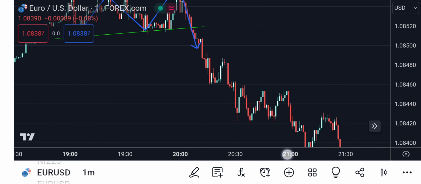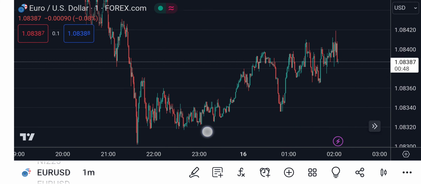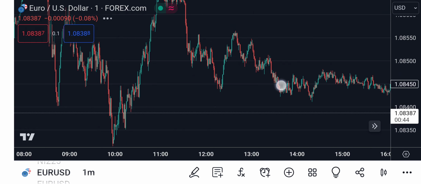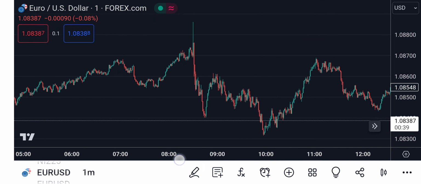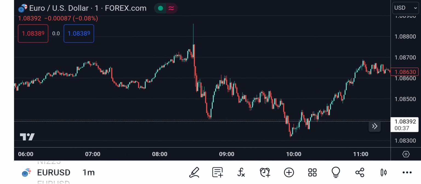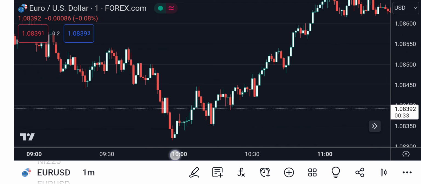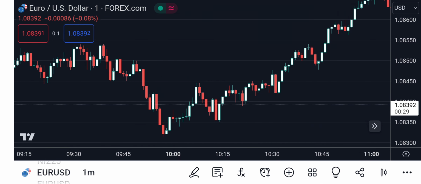I don't know if that makes sense. And then same goes with bullish. I'm sorry, bearish market structure. So I'm just going to use an example here. And I use this as an example here.